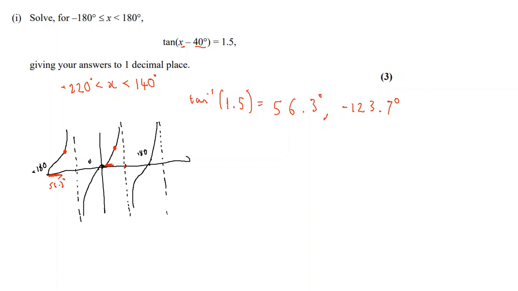And to get our actual values, we simply need to add 40 to both of these. So when we add 40 to both of these, and we're adding 40 because this is x minus 40, so to find x, we add 40. When we add 40, we get 96.3 degrees. And then we get minus 123.7 plus 40 is minus 83.7 degrees. And those would be the values of x within that range.